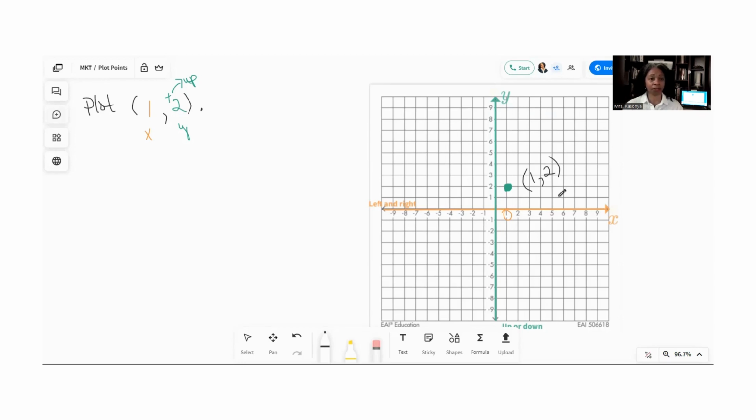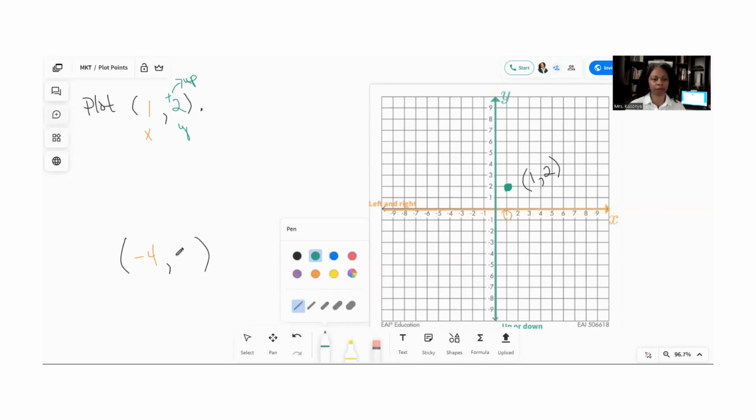There's lots more we could do. Let's talk about another one. I think we will. So we are not quite done. I think we can go a little bit further. So let's talk about the ordered pair. Let's try -4, 7.